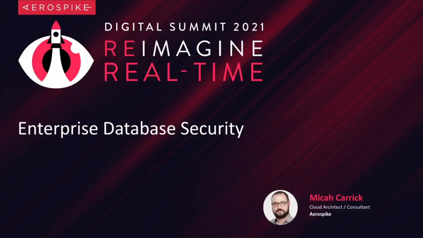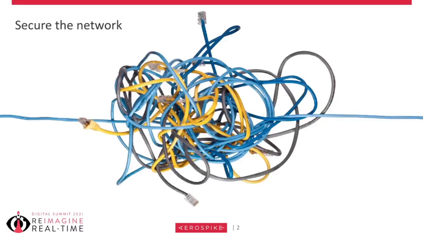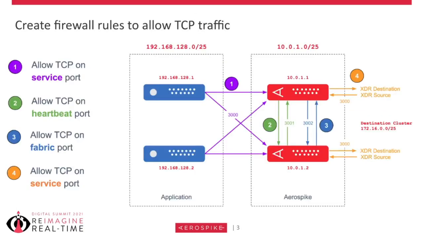Okay, so to start, we're going to talk about how you secure your network. In Aerospike, there's effectively 3 to 4 types of network connectivity you need to protect, depending on whether or not you're using our cross data center or XDR feature. So the first thing is applying your firewall rules.